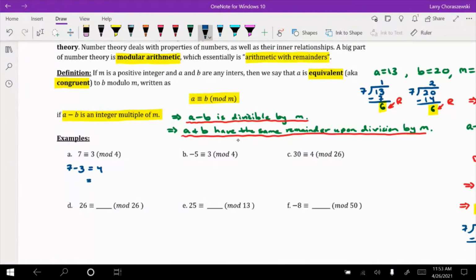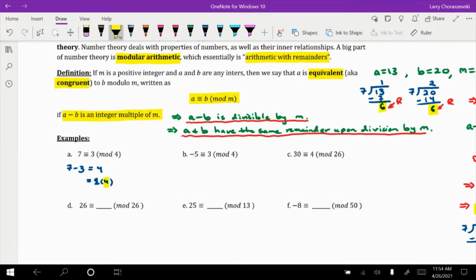In fact, you can write this as 1 times 4. And to say that 7 minus 3 is divisible by 4 means that 7 minus 3 could be rewritten as a product where one of the factors is 4. And that's the case.